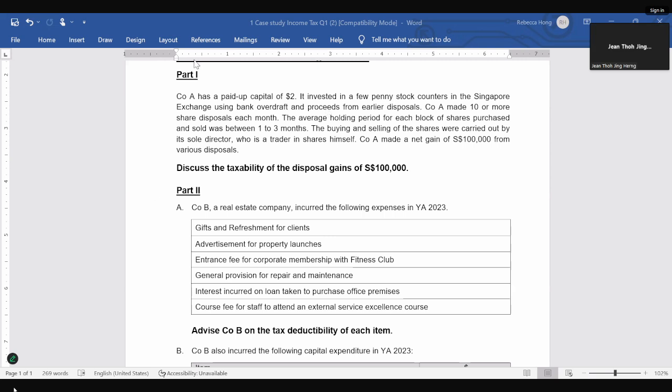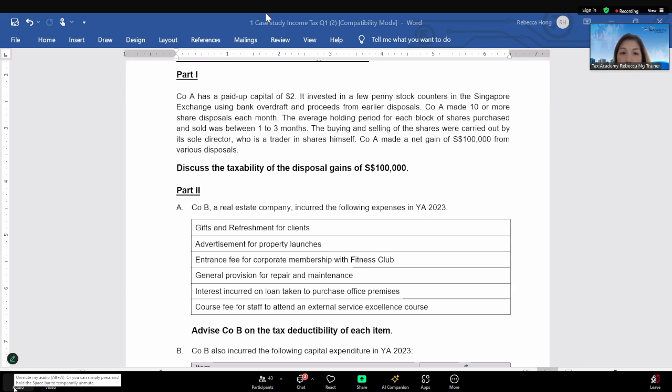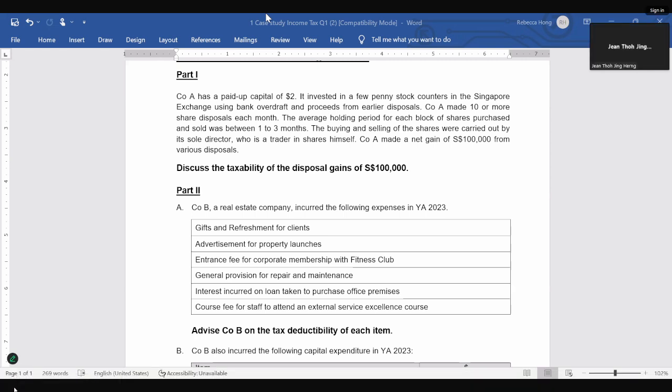Sorry, Rebecca, I'm not sure whether my question is relevant, but if this is a sole proprietorship, then it becomes like personal trading, then it's capital gain in nature. So the proprietor also has the capital and revenue divide. If it is trading, it's most likely to be taxable, because it's still trading.